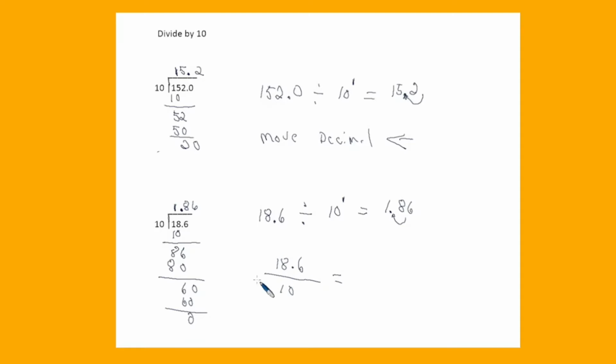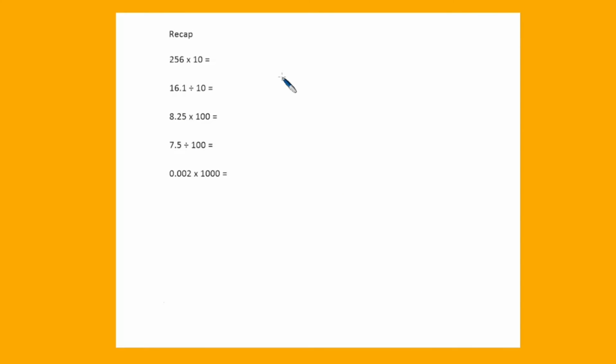All of this is just different ways of showing dividing, so the result still would come out to be 1.86. Now that we have gone through how to multiply and divide by 10, let's do a little bit of a review and recap what we have learned. And hopefully at this point you should be able to do these calculations in your head.